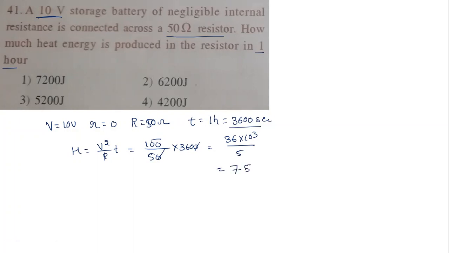Not 7.5, it is 7.2. So 7.2 into 10 power 3. We shift the 10 power 3 here because the options are given as complete numbers. It becomes 7200 joule. So where is the option? The first option is the correct answer. Okay, so that is question number 41.